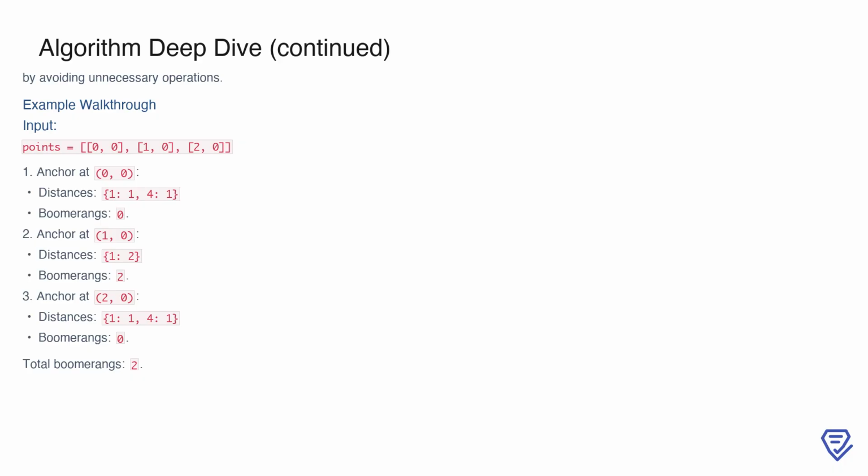For the anchor (1, 0), the distances are 1, 1. With 2 points at the same distance, we calculate 2 * (2 - 1) = 2 boomerangs. Lastly, with (2, 0) as the anchor, the distances are again 1, 1, 4, 1, yielding 0 boomerangs. Summing these results gives a total of 2 boomerangs. This example demonstrates how the hash map efficiently groups distances and counts valid tuples, validating the algorithm's correctness and performance.